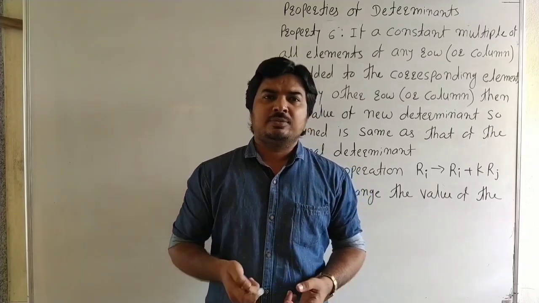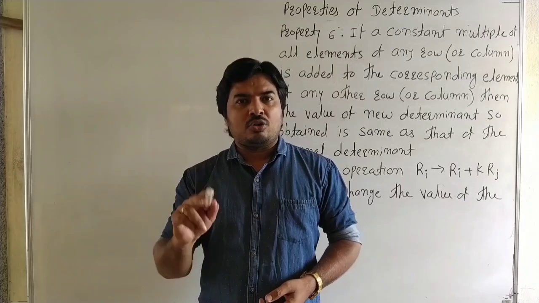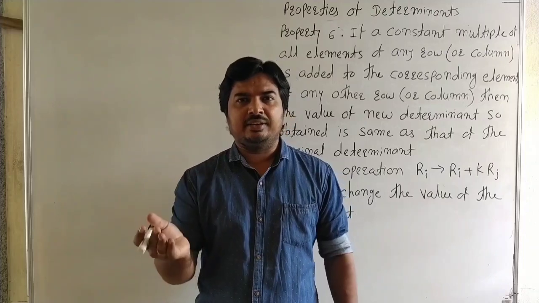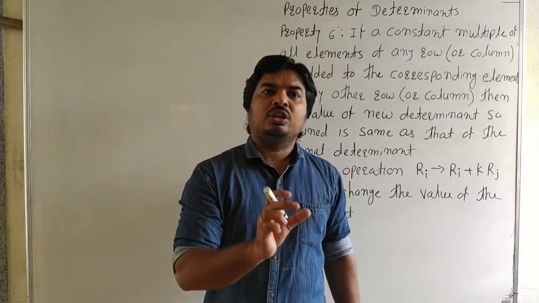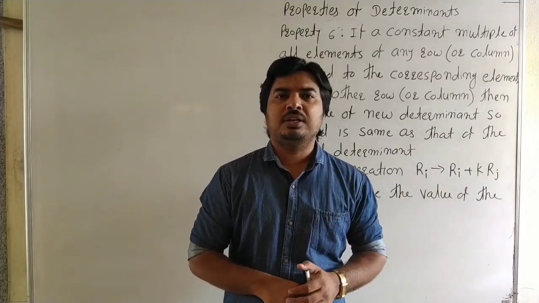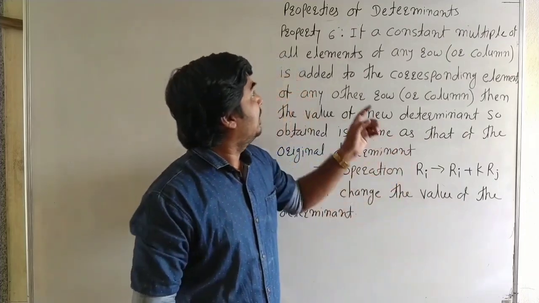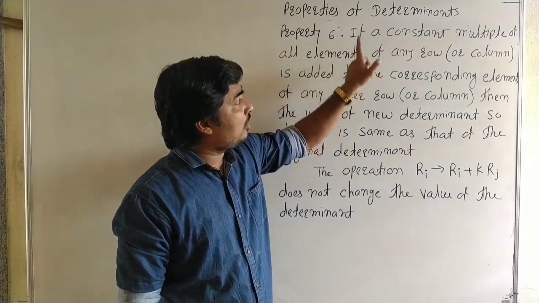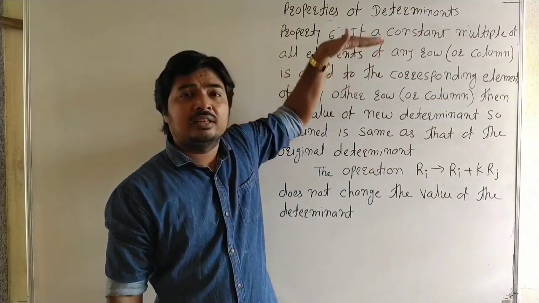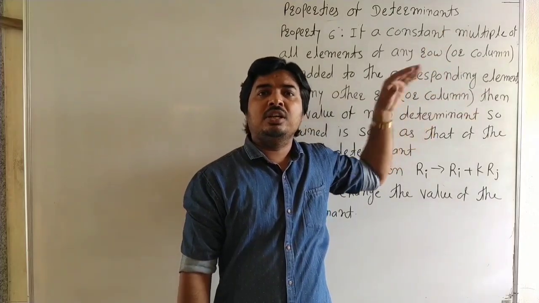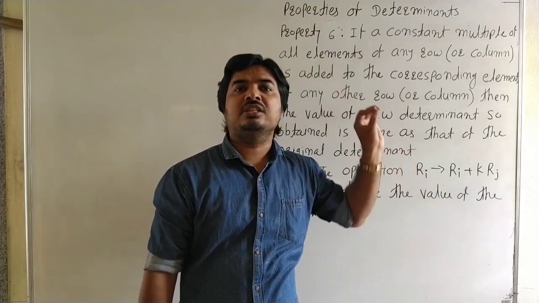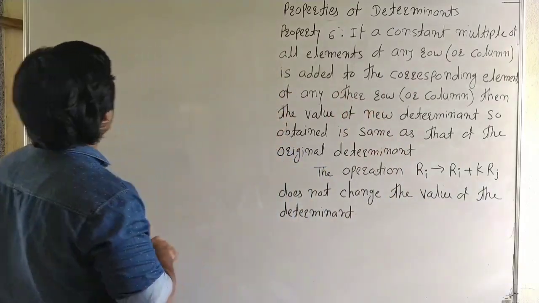Okay, here in the 6th property, if a constant multiple of all elements in a row or column is added to the other corresponding elements in the row or column, then the value of the obtained determinant does not change. Okay, see carefully, we see one example.